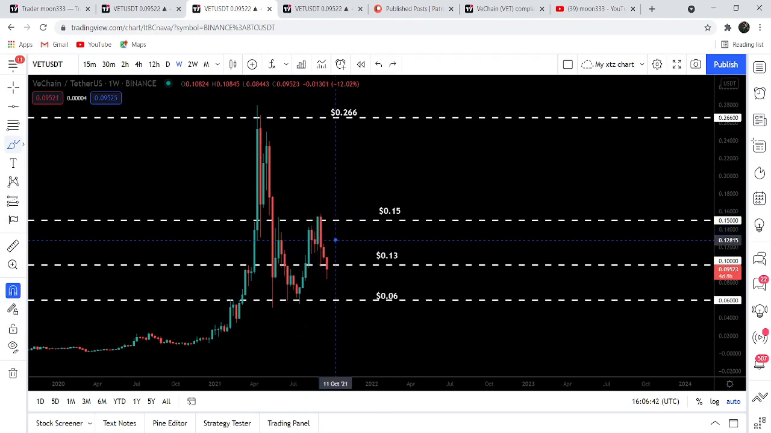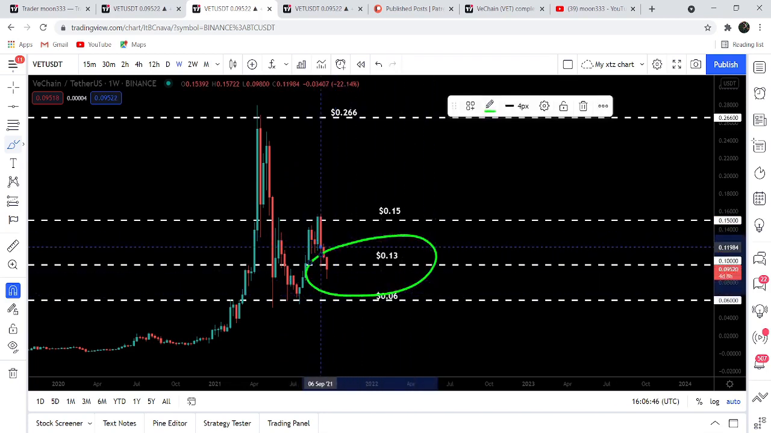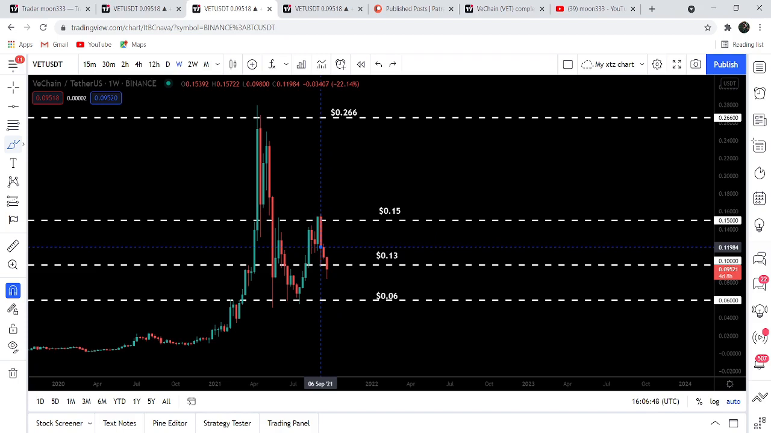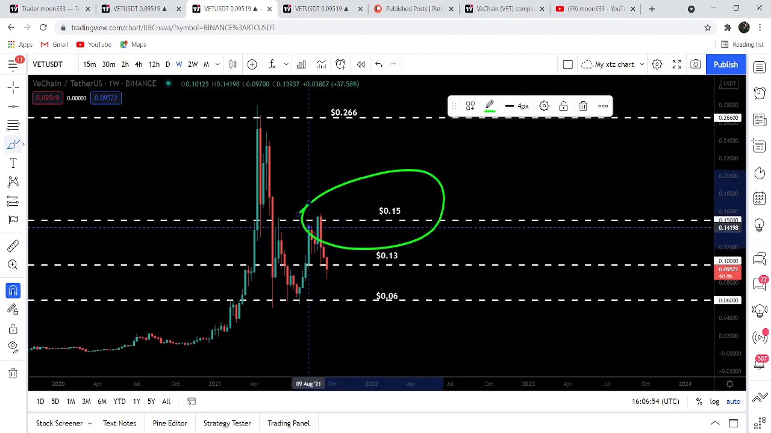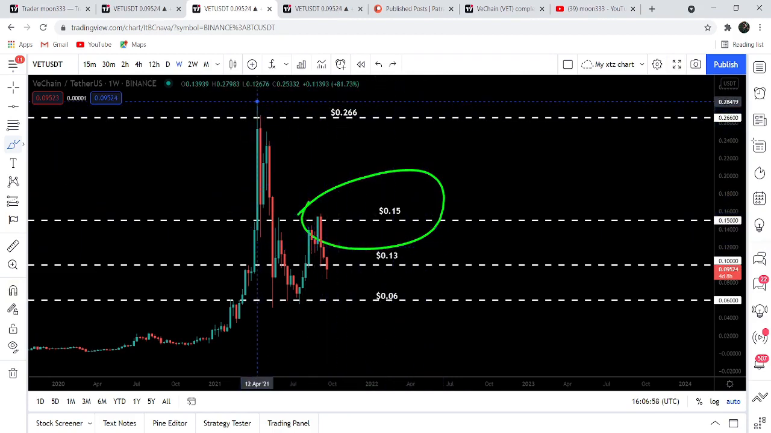Now our next support was 13 cents. That was previously working as a resistance. Right now you can see that the price line is breaking down this support of 13 cents, and our next resistance is at 15 cents, and this is our final resistance at 26.6 cents.